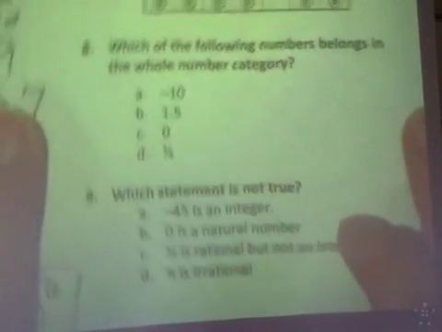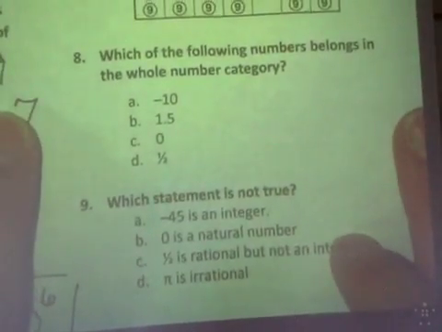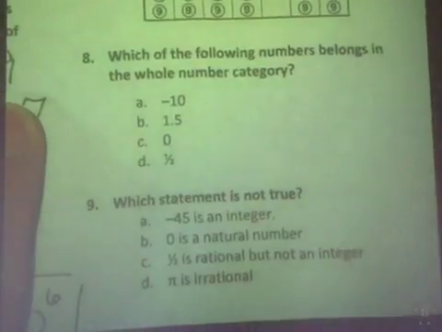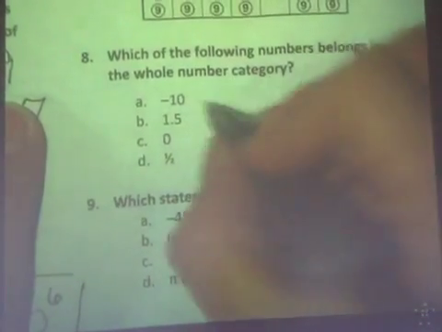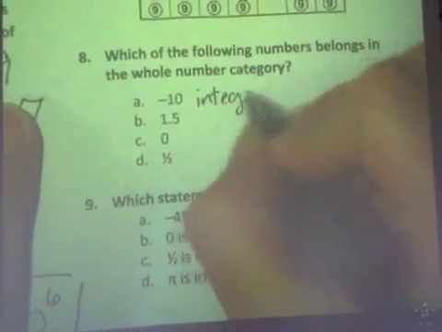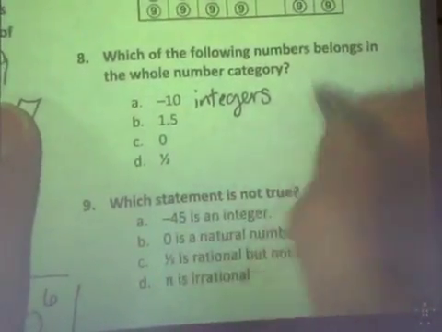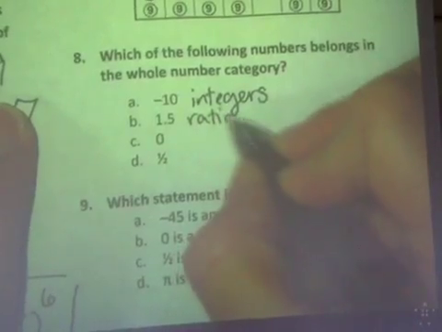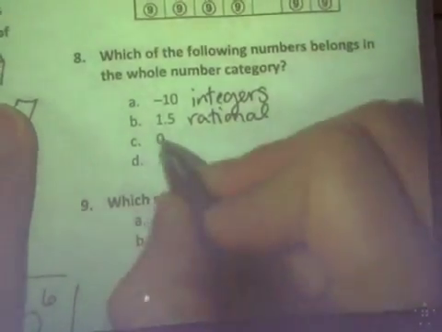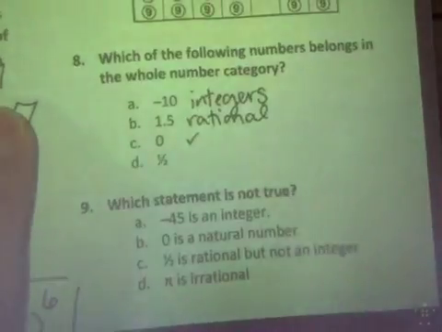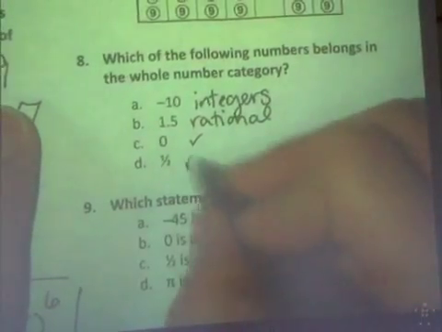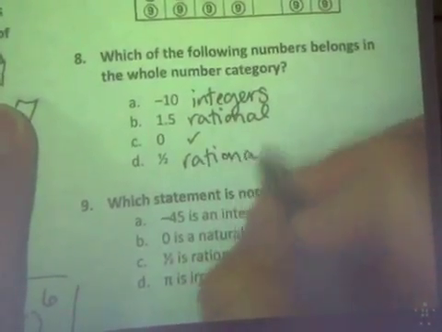Okay, number 8. Which of the following numbers belongs in the whole number category? Okay, so a -10, that would be in integers, but not the whole numbers. 1.5, that's a decimal, right? That would just be rational. 0 would be in the whole numbers, right? So that one looks good. And then 1/2 would also just be rational. Okay, so 0 is our only option for a whole number.